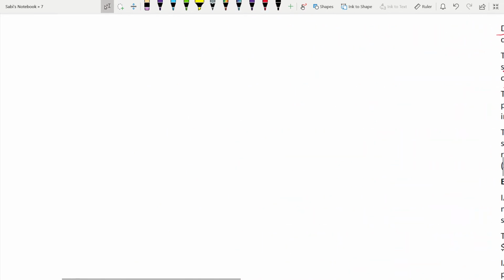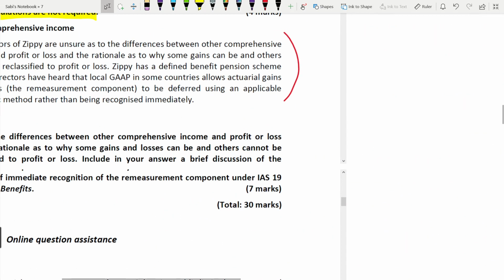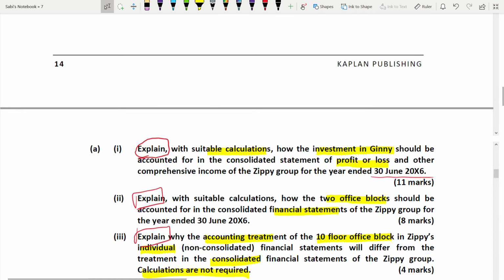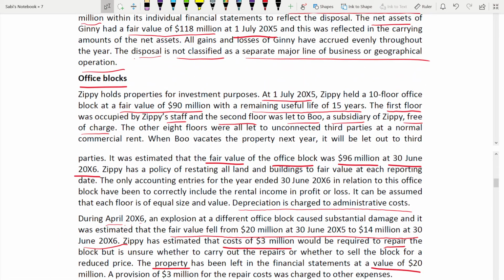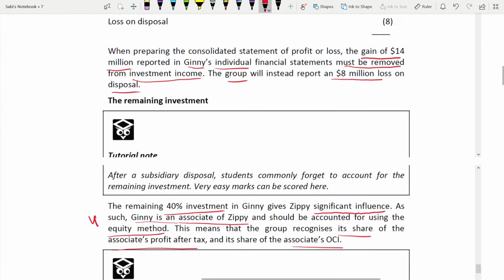If you forgot the figure, no worries. Here you can see they have a fair value of 90 million for two floors. So it will be into 2 over 10. So from here you will be revalued. This is like the cost, that's why you're deducting that 90 into 0.2.